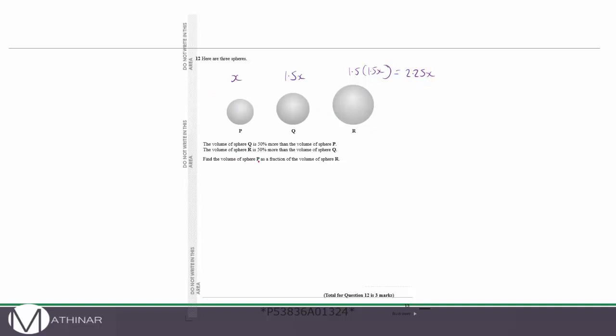Find the volume of P as a fraction of R. So the volume of P is x, the volume of R is 2.25x. Now what we can do here is simplify this. They have a common factor of x, so we can cancel them out. That would leave us with 1 over 2.25. Now we don't like to leave decimals within fractions, so what we will do is multiply through by 4. We can multiply the top by 4 and the bottom by 4, because 4 divided by 4 is 1, so we're not changing the value. 1 times 4 is 4, 2.25 times 4 is 9, and that's my answer, 4 over 9.